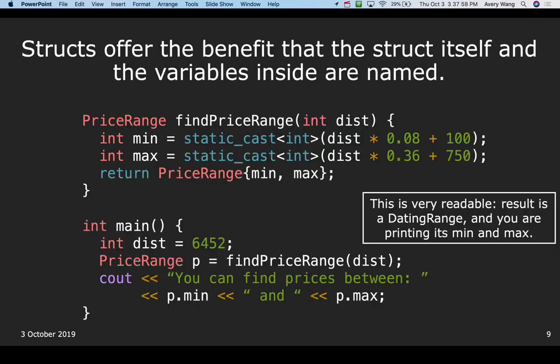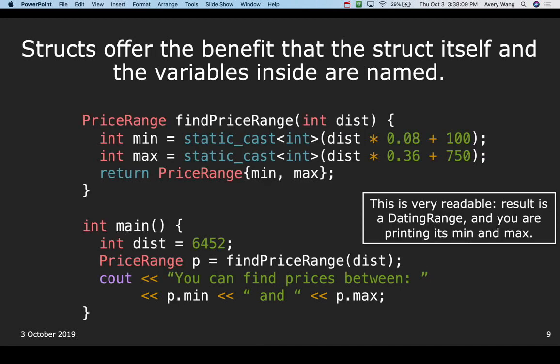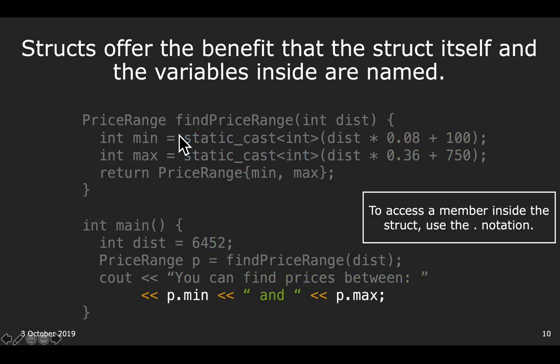As an example, here we're using a struct PriceRange, where the price range has two components, a min and a max. We can access the min and max fields of a price range by saying p.min and p.max. If you wanted to change p.min, you can say p.min equals something, and because it's a reference, it's actually changing what's inside p.